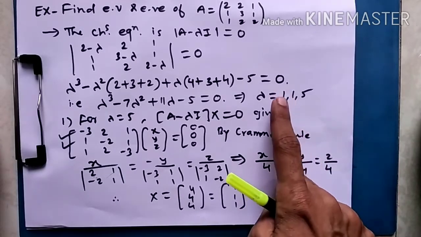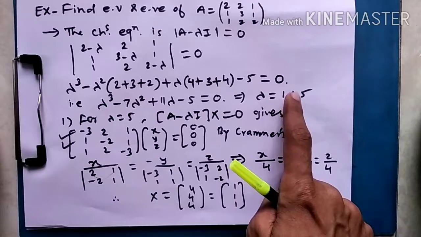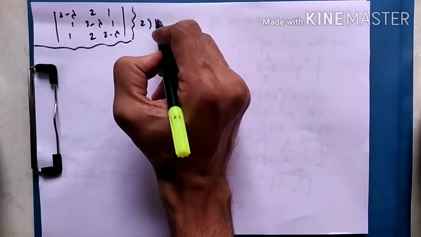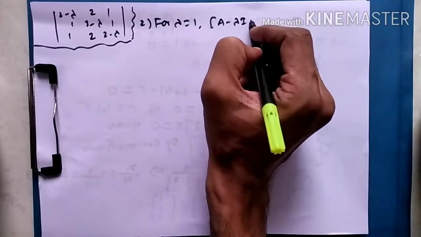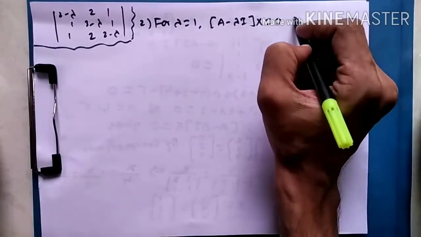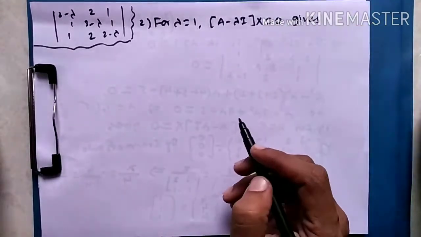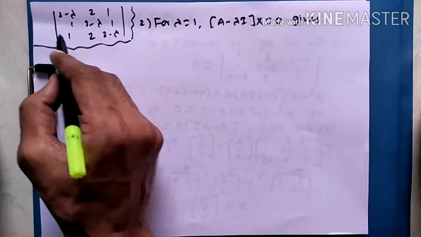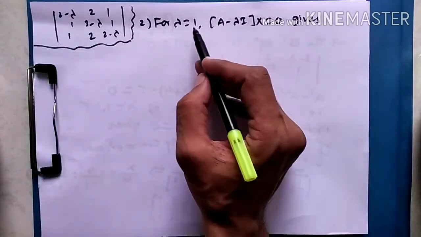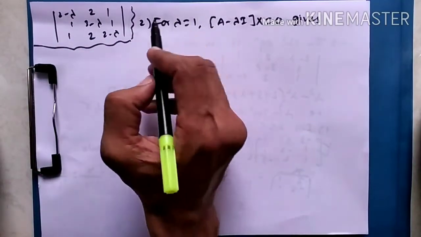Now let us see how to find eigenvector for this lambda equal to 1. So see this, for lambda equal to 1, solving the same equation, A minus lambda I into x equal to 0. Now we have to substitute lambda equal to 1. A minus lambda I is in front of you. Just replacing each lambda by 1. See what we will get here.